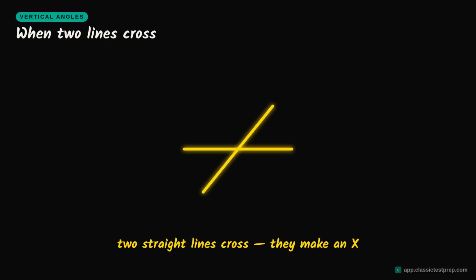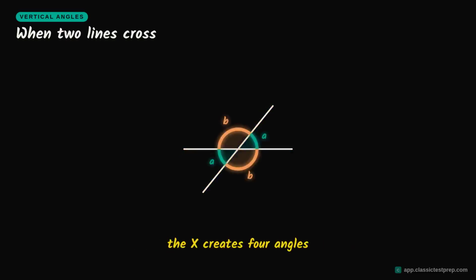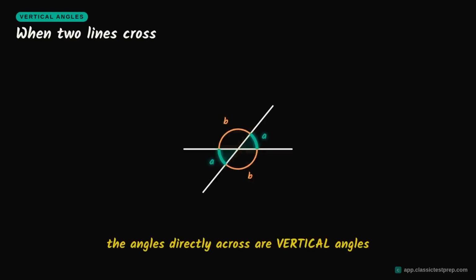Now let's talk about what happens when two lines cross. Vertical angles. This is a definition you definitely need to know for the ACT. When two straight lines cross, they make an X, and this creates four angles. And they come in two patterns that the ACT will test. The angles directly across from each other, the ones that share only the crossing point, are called vertical angles.